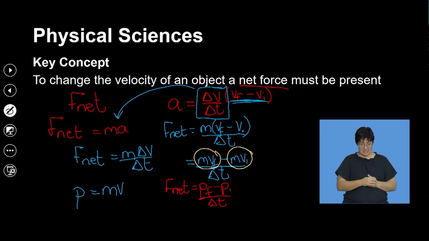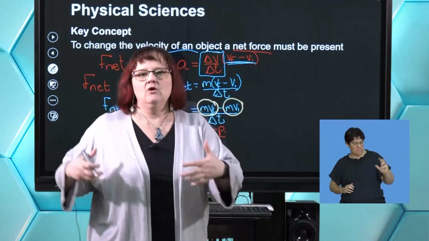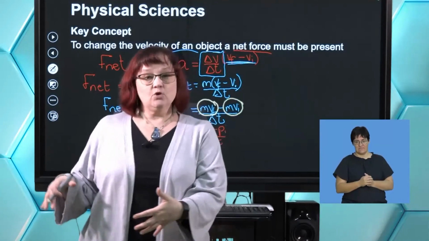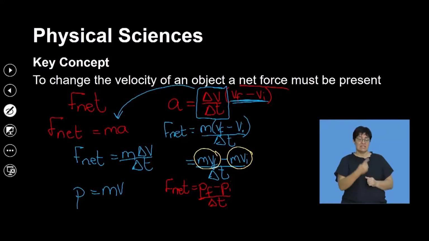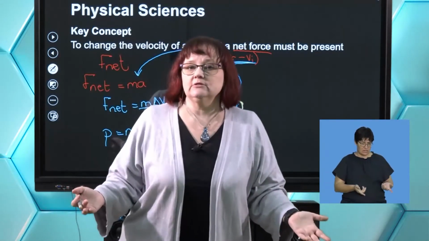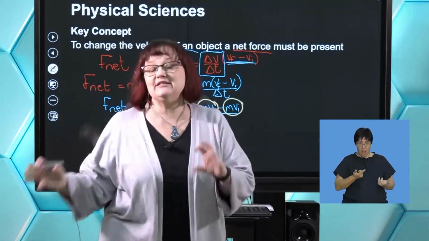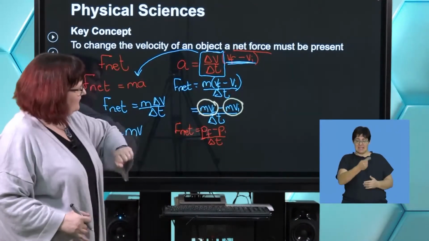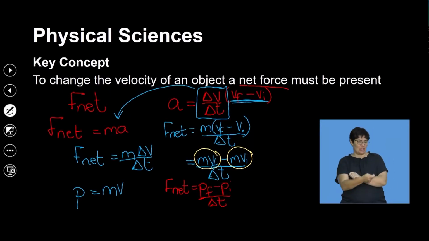So my net force would be equal to a change in momentum divided by time. That change in momentum comes about because the velocity changed. Why did the velocity change? Because we exerted a force on the object. So we had an equation that said mass times acceleration. Sometimes we don't know what the acceleration is. We only know how the velocity changed. So we can also say that F net is my change in momentum.